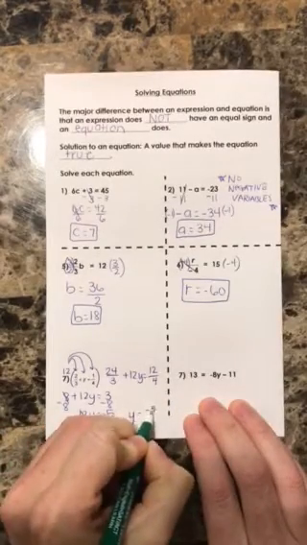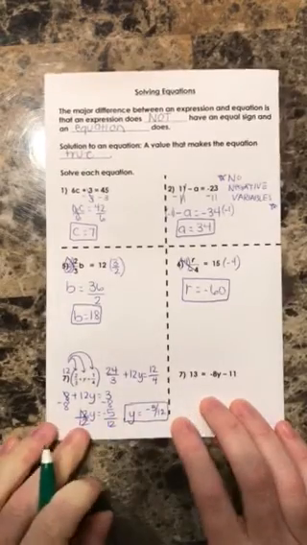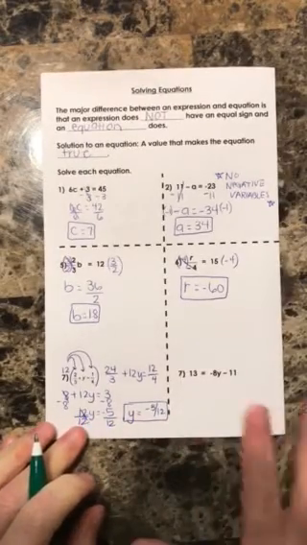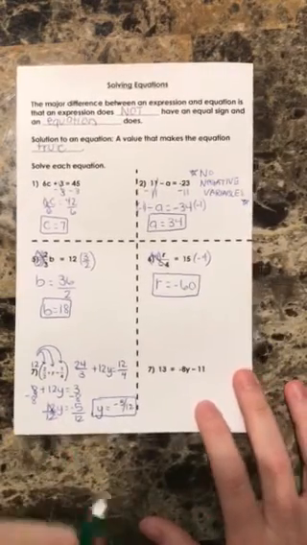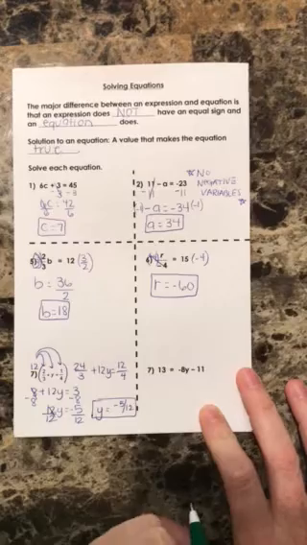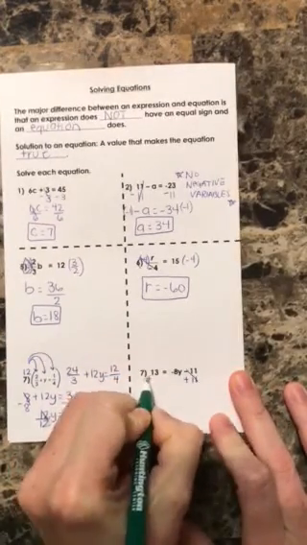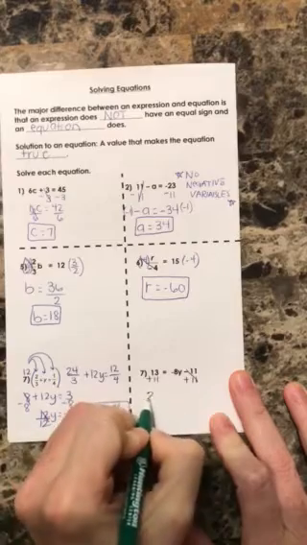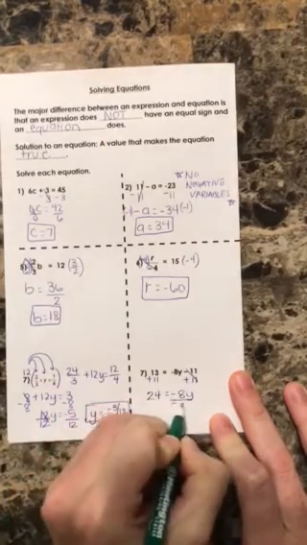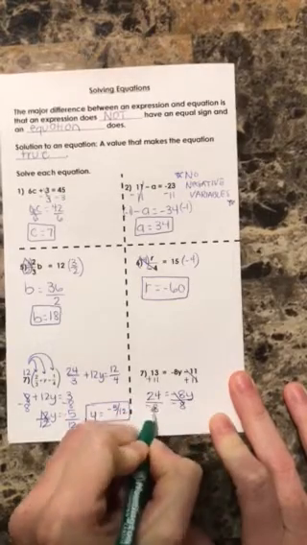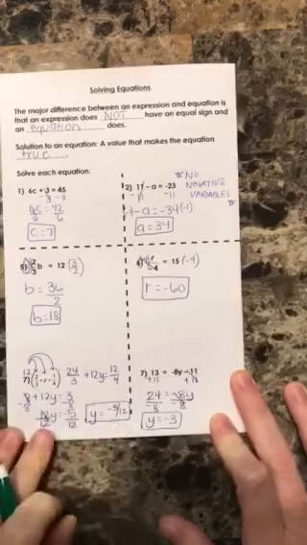Anything that has a fraction as an answer, just leave it. You don't have to change it to a decimal unless you're absolutely dying to. Okay, the second, number 7, just is a little bit backwards, but the process is the same. I'm going to add 11 to both sides first. I get 24 equals negative 8y. I'm going to divide by negative 8, and you get y equals negative 3. Okay?